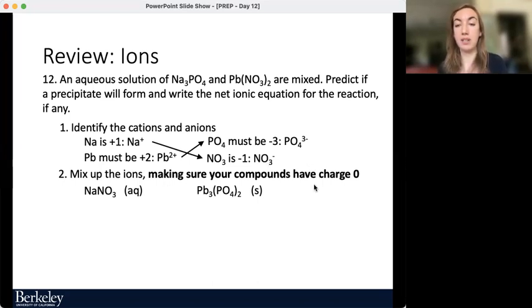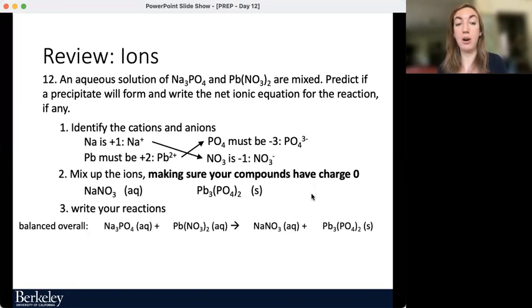Once I've done that, I just have to write my reactions. So my overall reaction is I'm going to start with Na3PO4 and Pb(NO3)2, and I'm going to end up with NaNO3 and Pb3(PO4)2, which is going to be a solid, which is what I found from the solubility rules. And then I always, always, always balance my reactions.